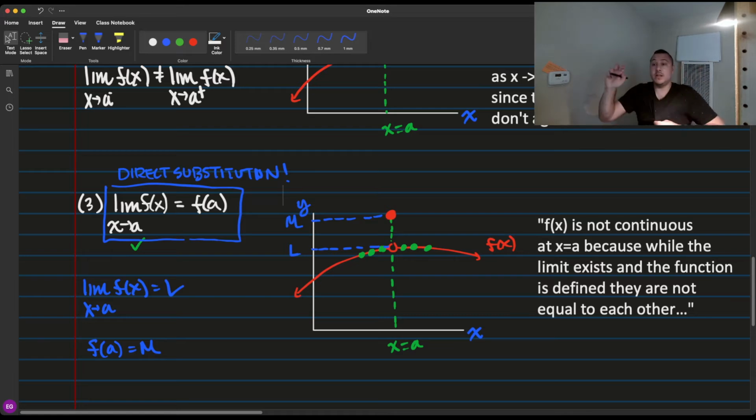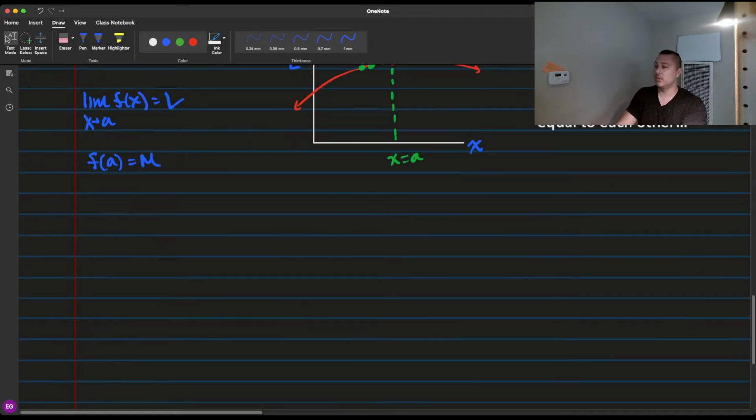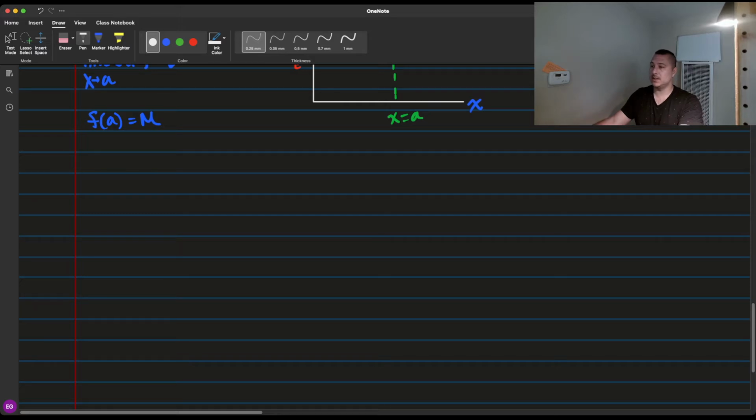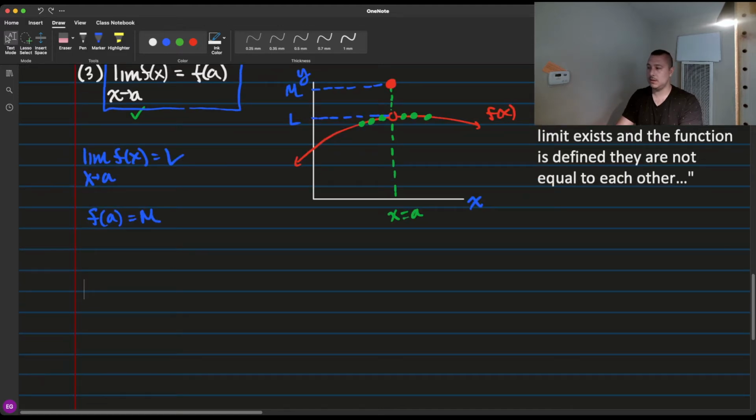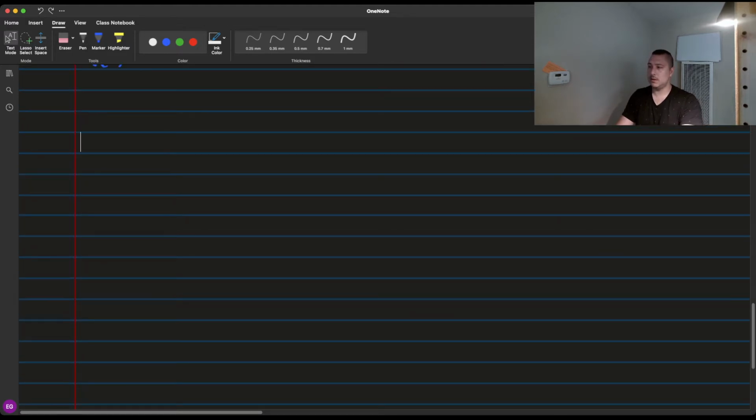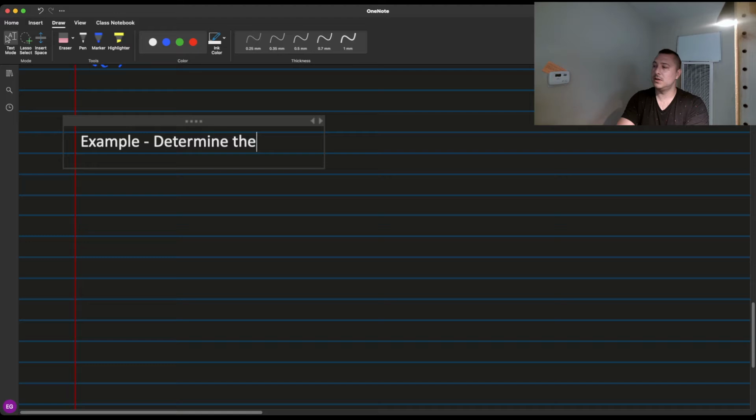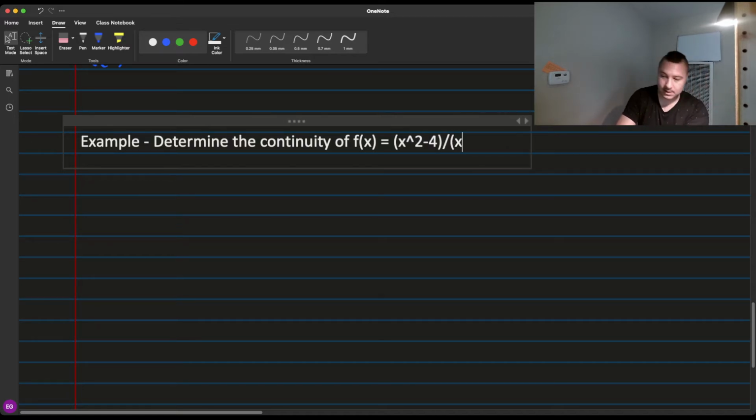Okay. So let's determine the continuity of a function at different points. So basically, how do these examples work? Let's write this. Example: determine the continuity, in other words, figure out if the function is continuous or not, of f of x equals x squared minus 4 divided by x minus 2 at x equals 2. And we're also going to justify.